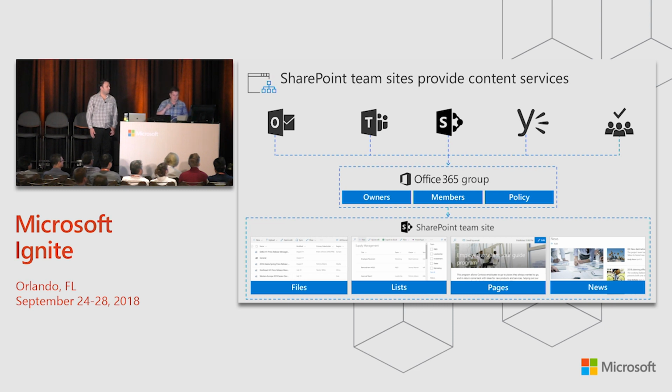So again, the group at the center. A group is a list of members, and it's a policy. And it has ownership over a bunch of different objects in Office 365. Outlook for email, Teams for chats, SharePoint for content, Yammer for conversations, and Planner for tasks. Think of SharePoint as not just a destination, but a set of content services that provides content for all those different collaborative workloads. So that's a bunch of words about what team sites are.